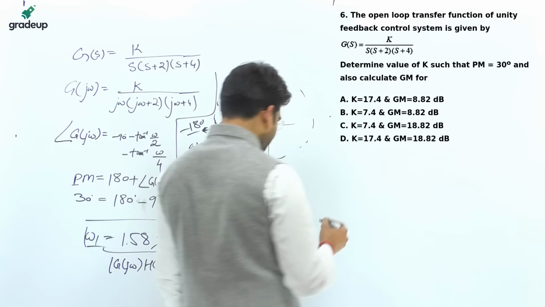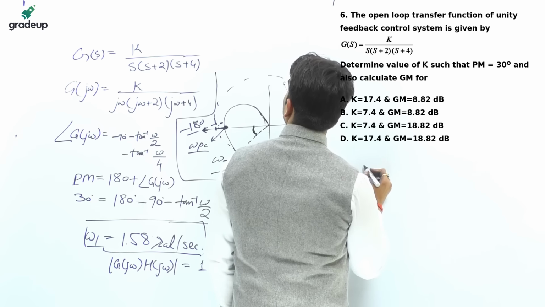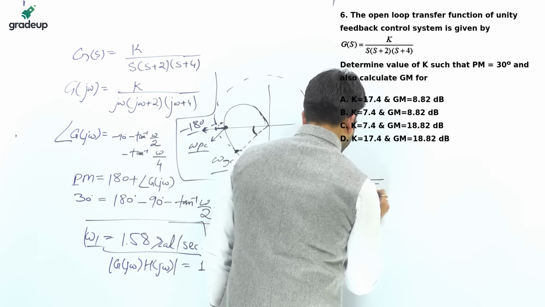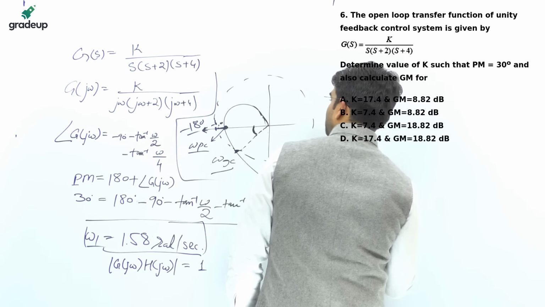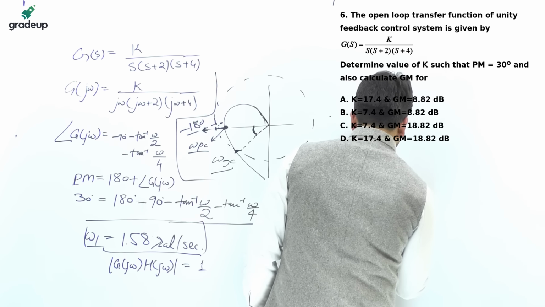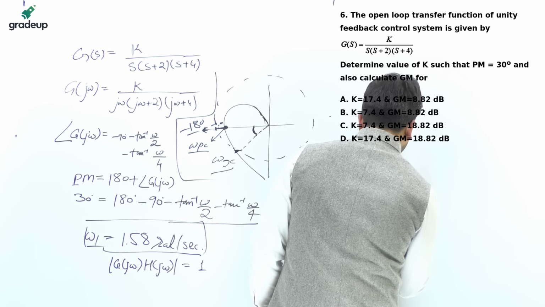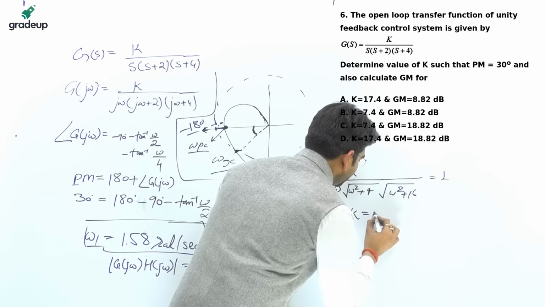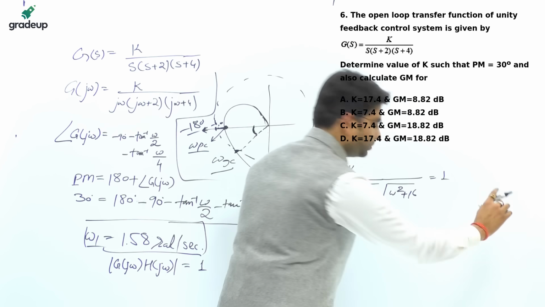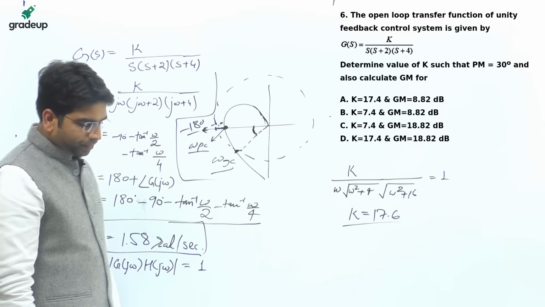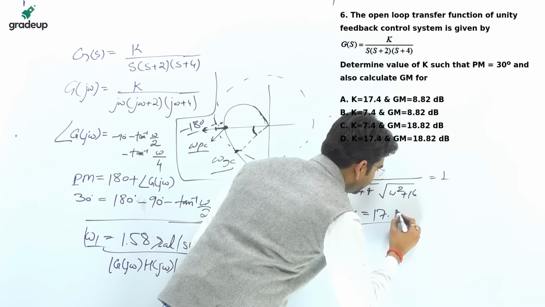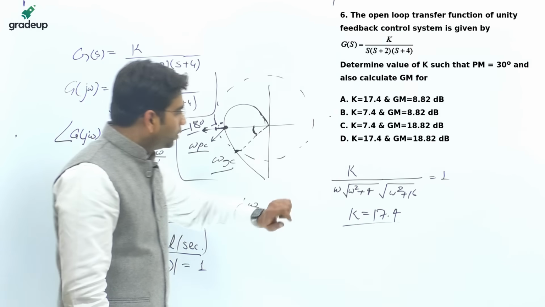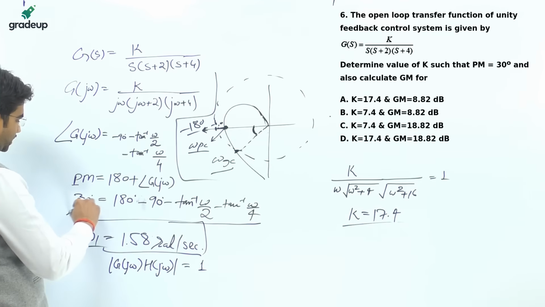So root omega square plus 4, root omega square plus 16 is equal to 1. So k value will be 17.6. Okay, 17.4, sorry, 17.4. The value of k will be this. This will be the value of k when the phase margin is 30 degree.